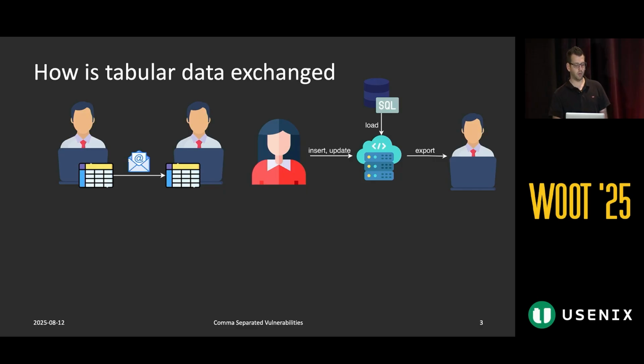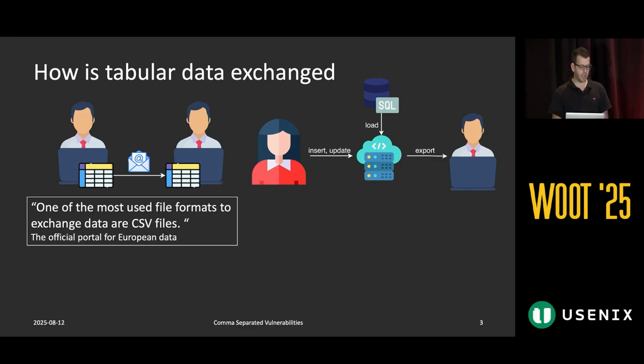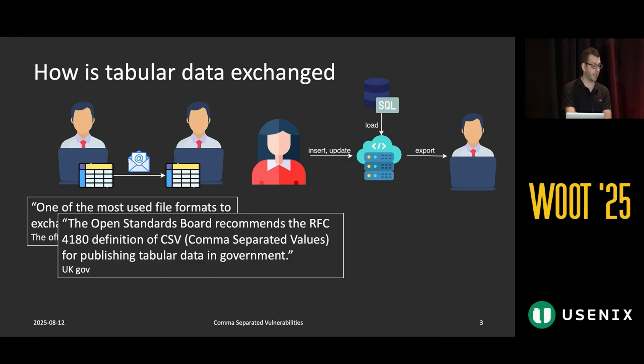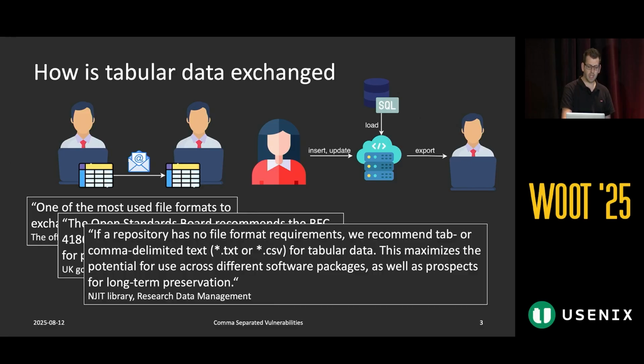And now the question is how to exchange these data. The official portal for European data says that the most used format for this is CSV to exchange tabular data. The UK government says that to publish tabular data, you should use CSV files. And also libraries say to use CSV files if you want to publish your research data, for example, and that maximizes the potential to use them across different software packages. So often these tabular data are exchanged via CSV files.